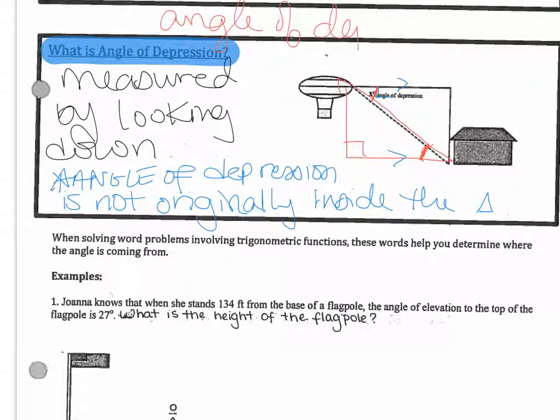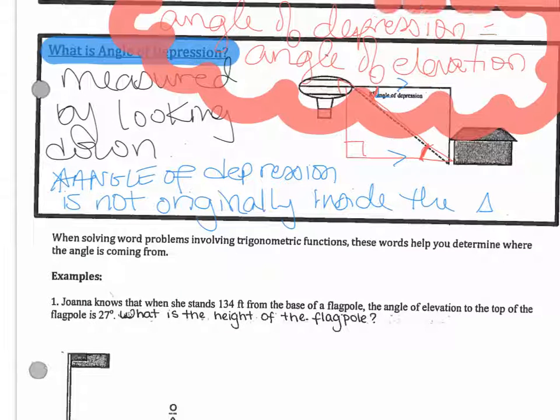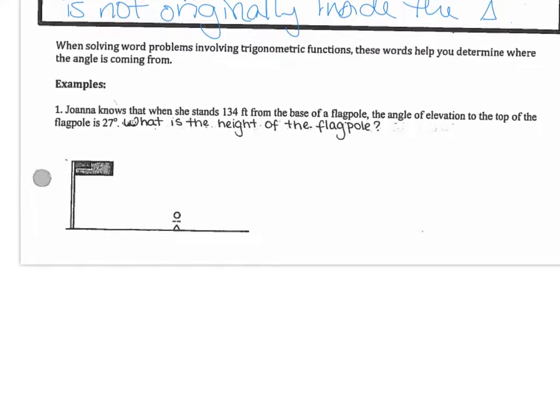angle of depression equals angle of elevation. So it really doesn't matter whether it's depression or elevation because they're the exact same angle. Remember, angle of elevation is always on the ground. So a nice way to easily remember this is your angle in the word problem is always on the ground. Okay? So let's take a look at an example.